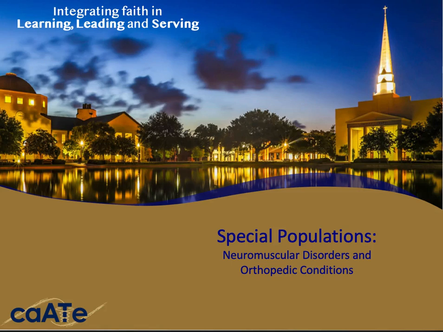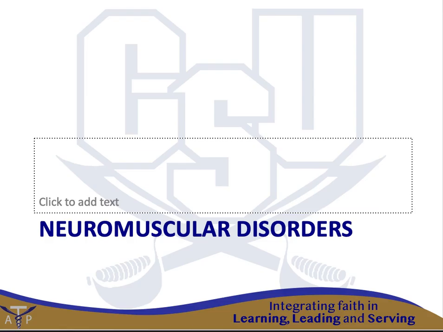Part 3 of Chapter 14 of Special Populations will review neuromuscular disorders and other orthopedic conditions. First, we will look at neuromuscular disorders. Neuromuscular disorders are conditions in which the nerves in the body improperly function. This improper functioning affects communication between nerves and muscles. Consequently, the muscles do not function as they should.